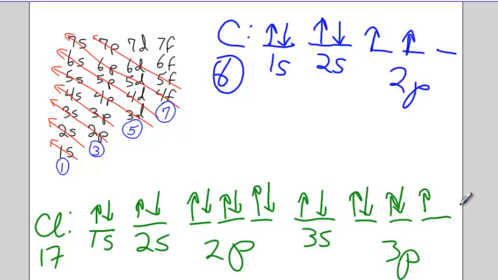And you just do them all like that. You just keep going. You just keep filling in, remembering Hund's rule as you go. Just keep following the pattern. Every time there's a p, you write 3 dashes. Every time there's a d, you write 5 dashes. Every time there's an f, you write 7 dashes. And you just keep going until you run out of electrons.